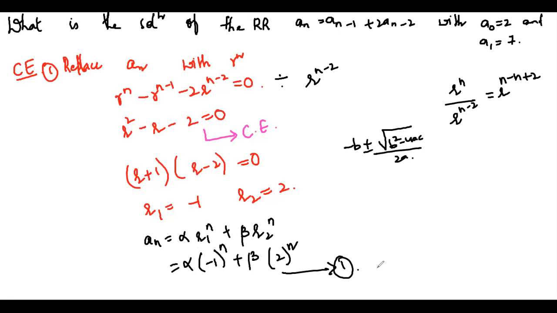And what are these alpha and beta? They are some constants. Now after that, once we have this, we have been given the initial conditions. What were the initial conditions? a0 was 2 and a1 was 7.